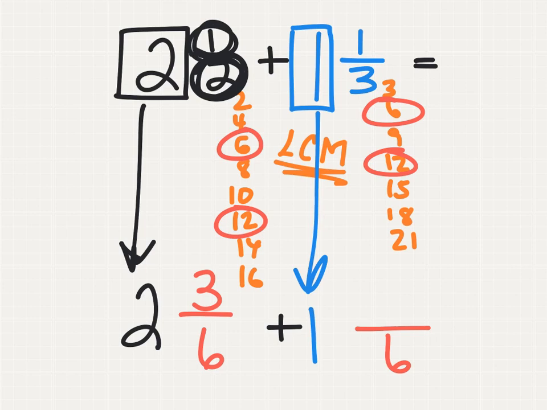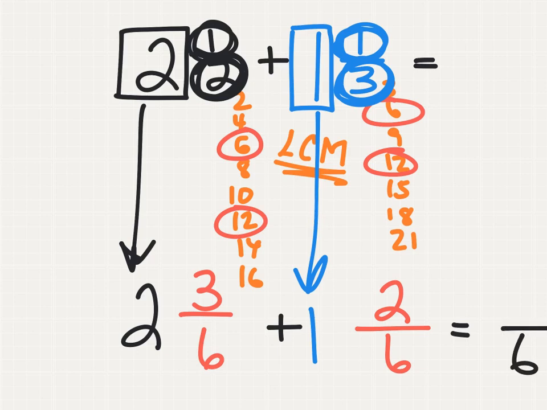For 1 1/3, how did 3 become 6? Well, 3 times 2 is 6. So my numerator of 1 would become 2, because 1 times 2 is 2. Now, we add the fractions first. We know our denominator is 6. We add our numerators. 3 plus 2 makes 5.